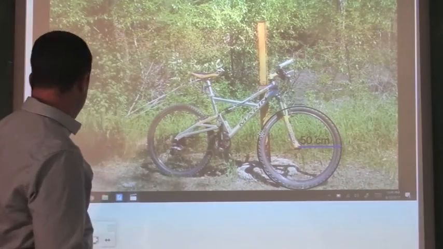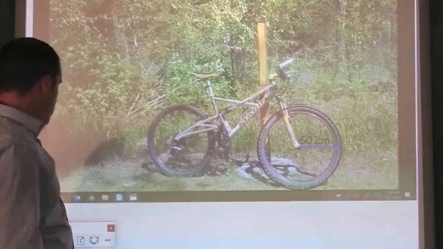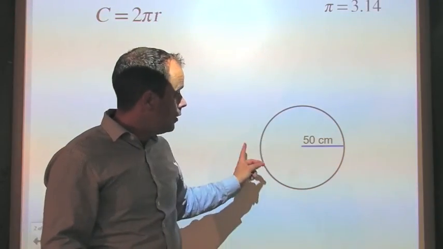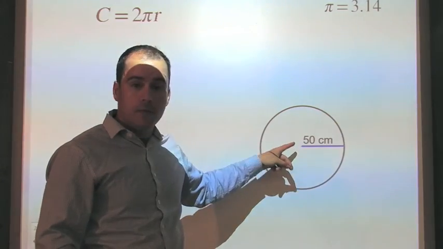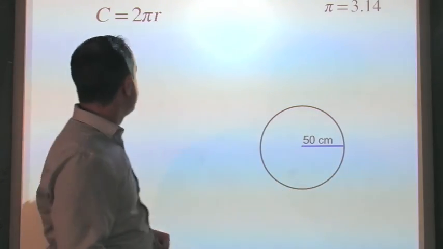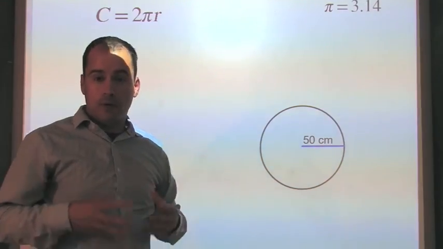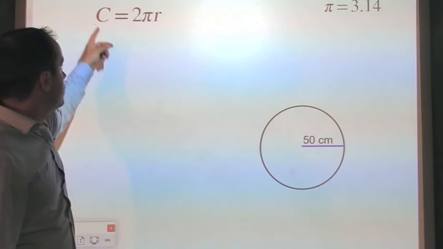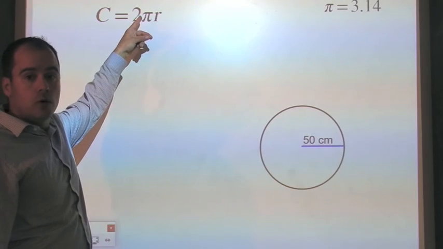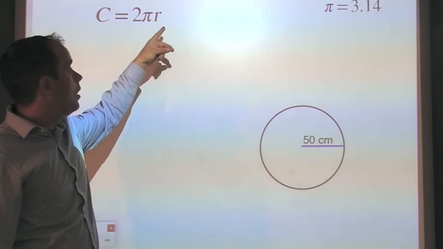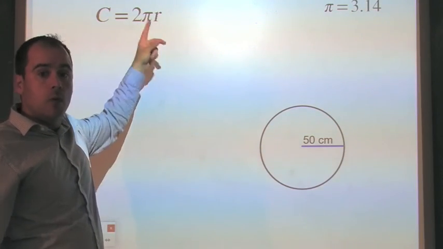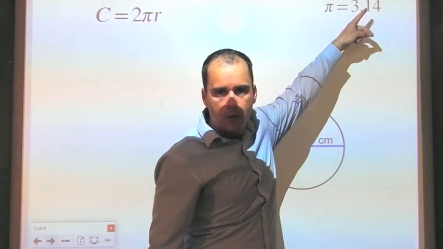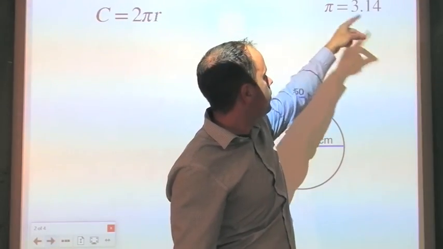Let's take a look. So we're going to move the bike out of the way. There's still the tire. We have a circle, and we have it actually being 50 centimeters radius. In order to figure out the circumference, we have to look at the formula. The formula is circumference equals 2 times pi times the radius. We've already learned that pi happens to be 3.14. So pi is 3.14.